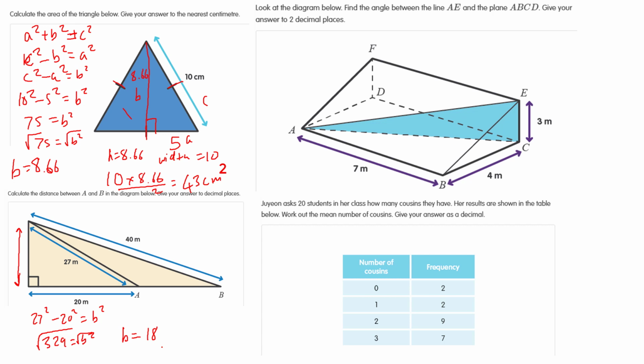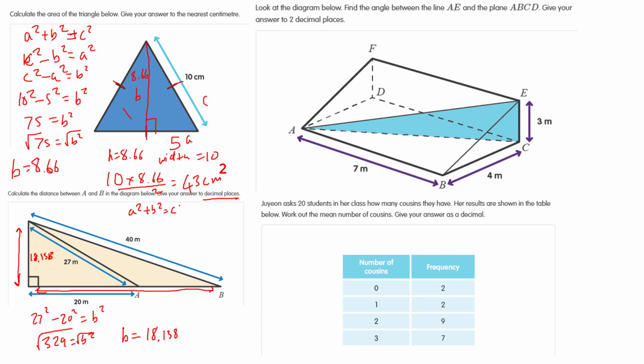18.138. That should be rounded enough. I'll just round that to 3 decimal places because it says decimal places. So that's 18.138. So now we need to find this whole length by using a squared plus b squared equals c squared.